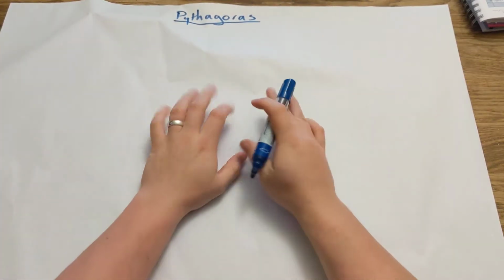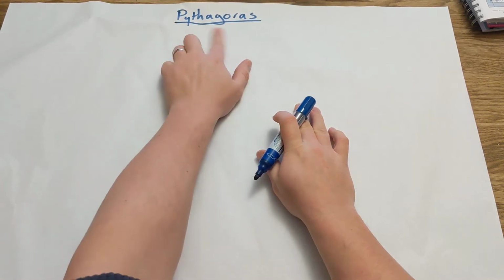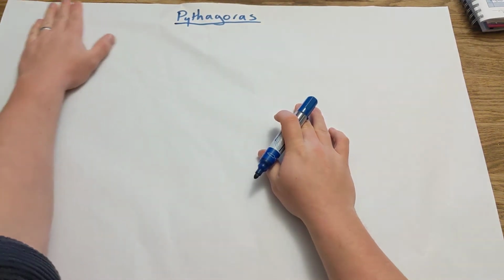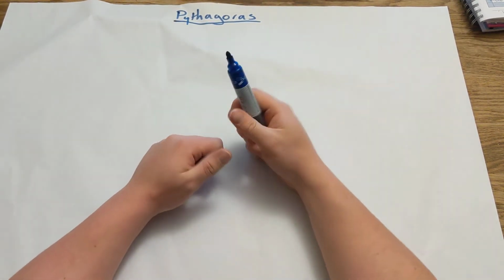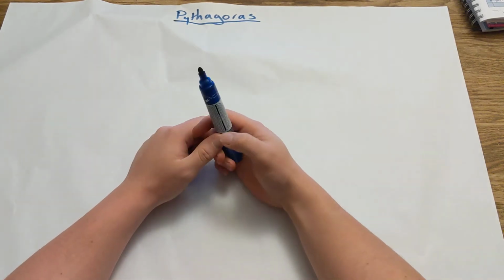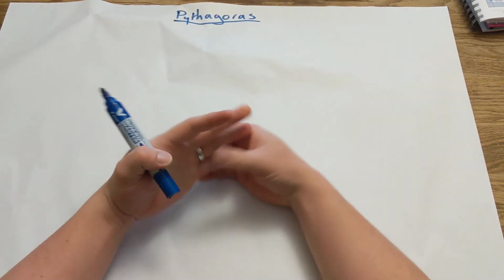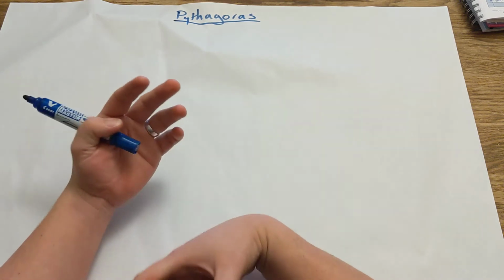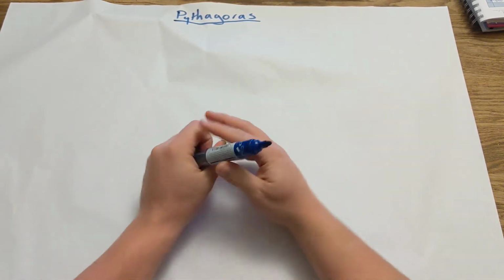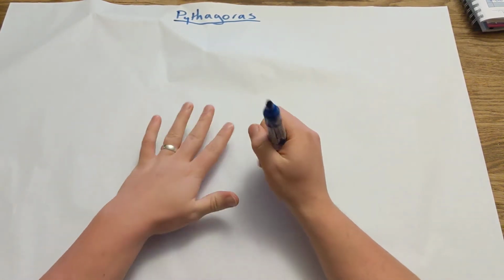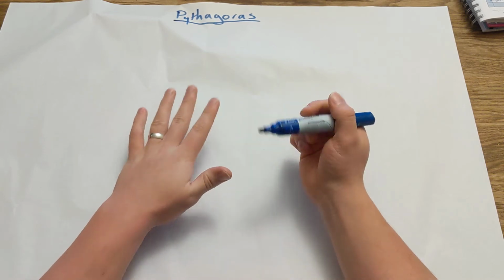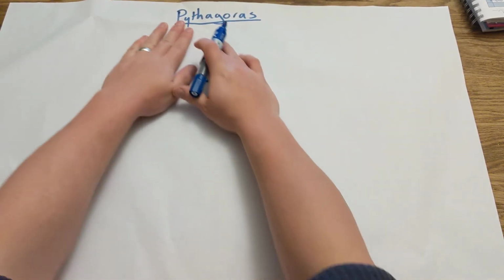As you can see, after compound shapes, what we're going on to look at now is Pythagoras. This is something you should be familiar with by now. Pythagoras is used when we want to work out the missing sides of a right-angled triangle. So remember, this only works for right-angled triangles.